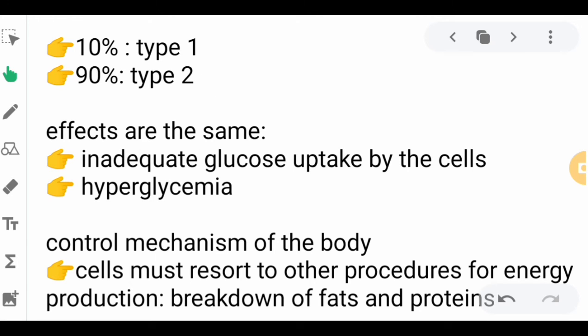The effects of both types of diabetes are the same. They both have inadequate glucose uptake by the cells. The result is blood glucose levels much higher than normal, which we call hyperglycemia. The control mechanism of the body fails because not all cells respond to insulin as they should. The cells must resort to other procedures for energy production because the glucose cannot enter the cells, so they must break down fats and proteins for other energy resources.